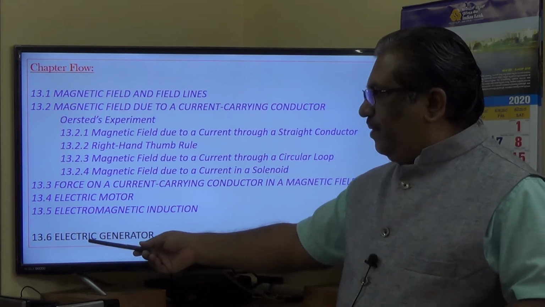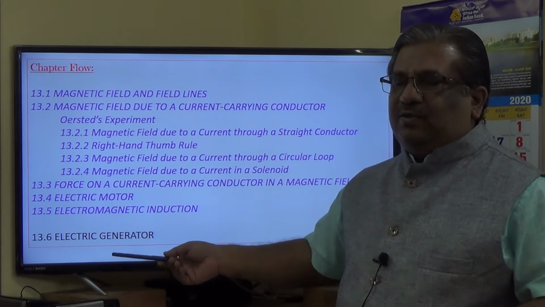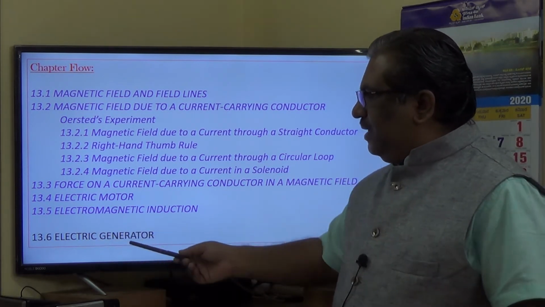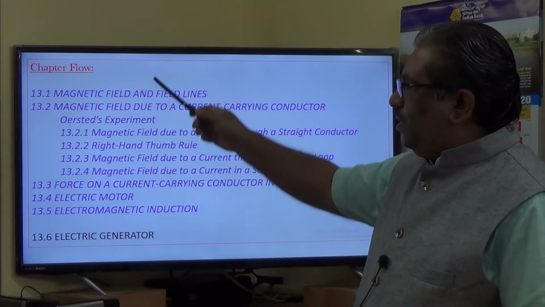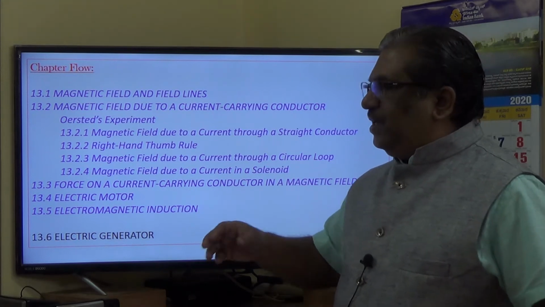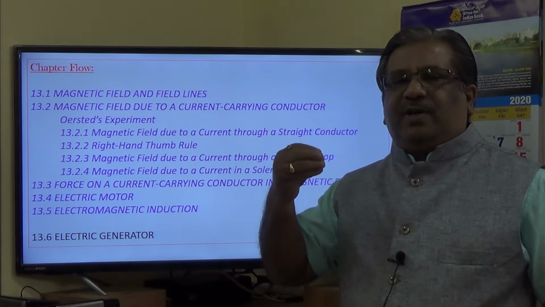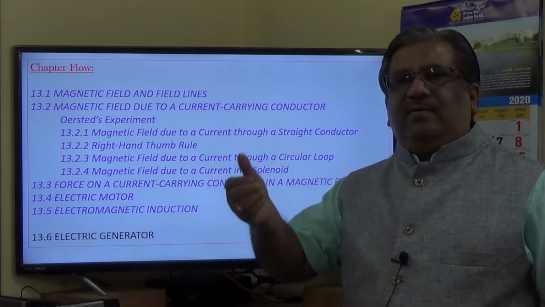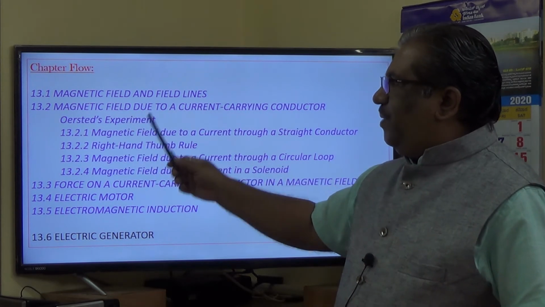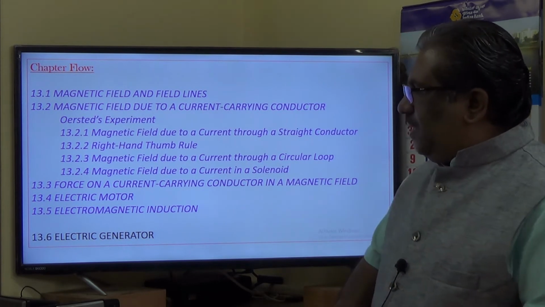But the principle of electrical generator will be studied, but not the electrical generators. So generator part is deleted from your current syllabus. Therefore, we may not discuss this electric generator, but all these points can be discussed. So let us start with what is a magnet, magnetic substance, and then we'll watch a couple of videos, and then we'll look into Oersted's experiment, which is the basis for this chapter. I hope you have understood the chapter flow.